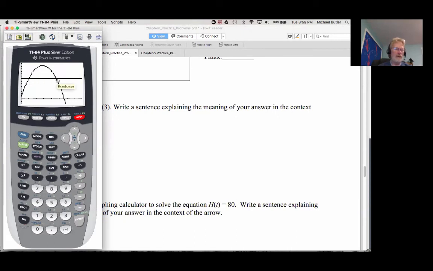You got 2 spots. So you're going to come in and go, okay, second, calc, number 5 for intersect. And you're going to have to do it twice because you got to do it for each one of the intersection points, because there's 2 times in the flight that it hits 80 feet. First curve, second curve, best guess. So at 1 second is the first time it hits 80 feet. And then it turns around and comes back down, right? And so there's another time it's going to hit 80 feet. Let's see where that's going to be at.